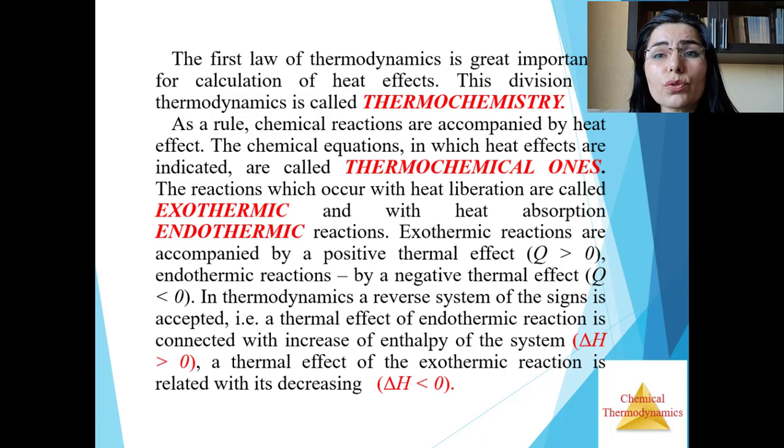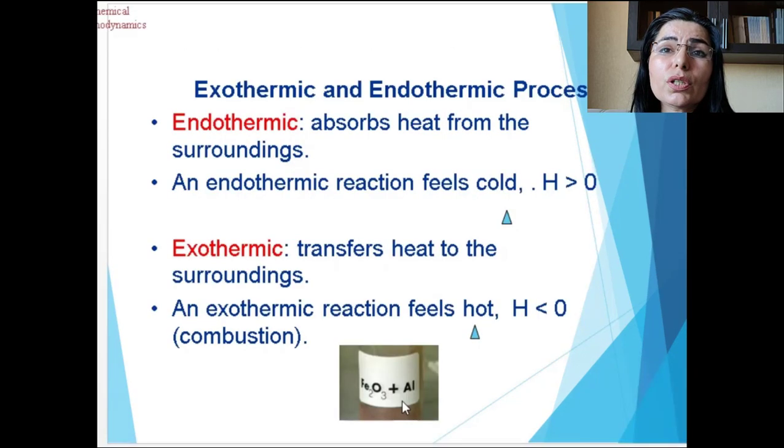The thermal effect of an endothermic reaction is connected with an increase of enthalpy of the system, delta H, and the thermal effect of an exothermic reaction is related with its decrease. Exothermic and endothermic processes: endothermic processes absorb heat from the surroundings, and for an endothermic reaction delta H is more than 0. Exothermic reactions transfer heat to the surroundings, and for exothermic reactions delta H is less than 0. An example is a combustion reaction.